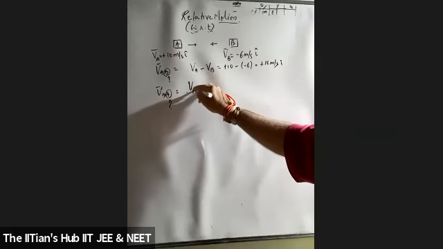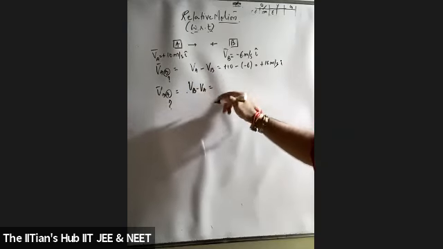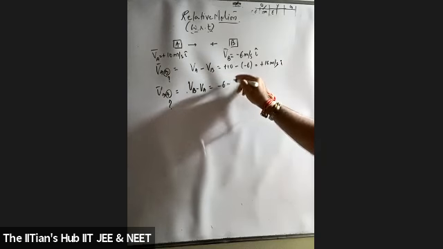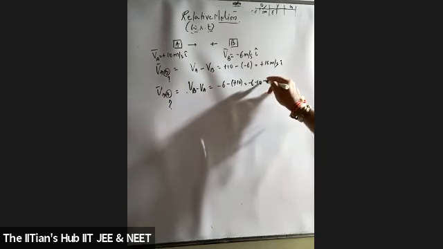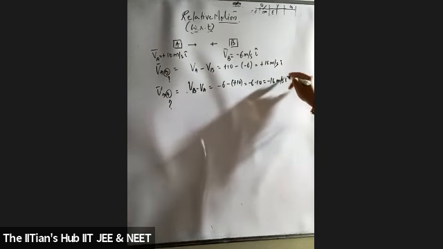This will be VB minus VA. What is VB we consider? Minus 6 minus into bracket plus 10. So my answer is minus 6 minus 10, that will be minus 16 meter per second i cap.